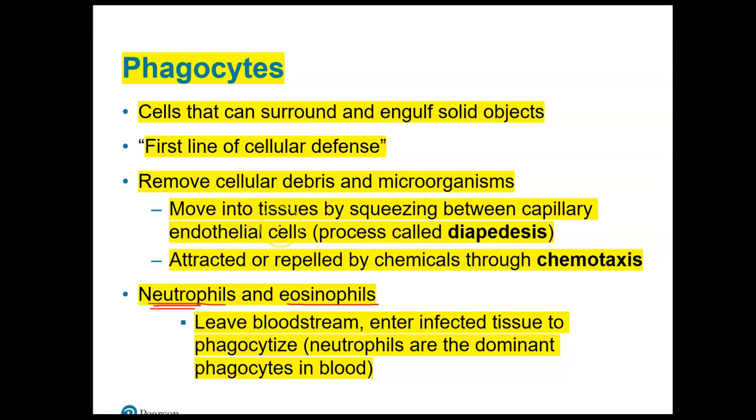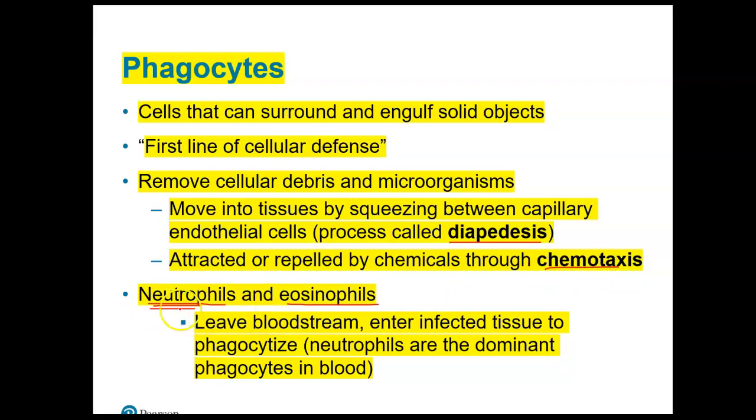They move into tissues by squeezing between capillary endothelial cells, so squeezing between the cells that form the smallest blood vessels called capillaries. This process is called diapedesis, where the phagocytes that are normally in the bloodstream can squeeze between the cells that form the capillary and enter the tissues. That's called diapedesis. And phagocytes are attracted or repelled by chemicals through chemotaxis.